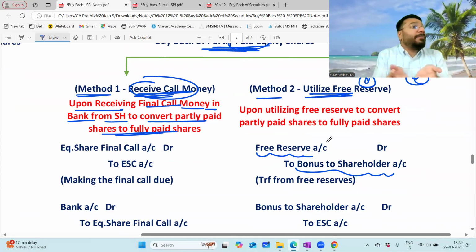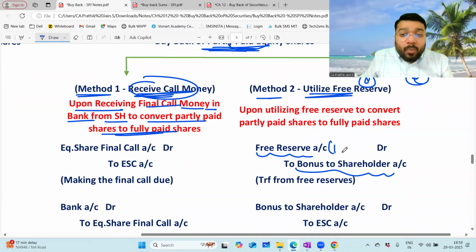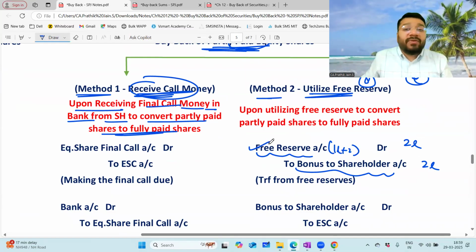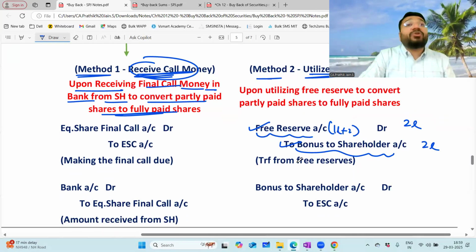I have to give the entire people only the bonus option to be done. So it'll be 1 lakh into 2, which is 2 lakh and 2 lakh. So 2 lakh rupees you're transferring from free reserve to bonus to shareholder. Bonus to shareholder is a temporary liability account.